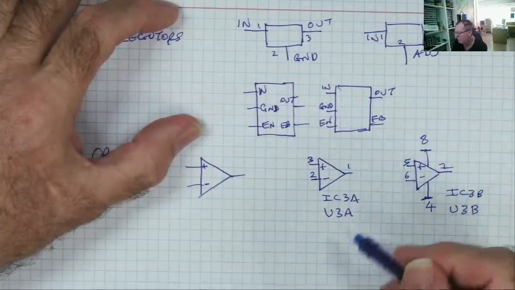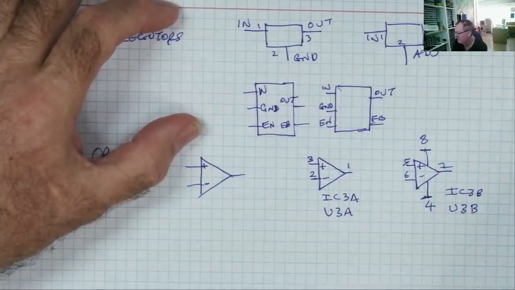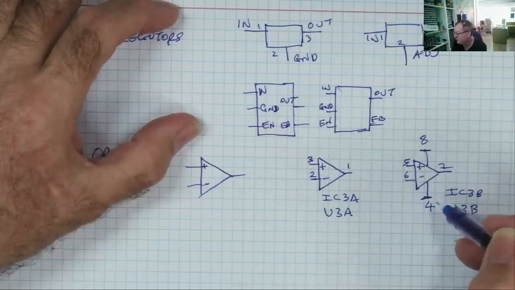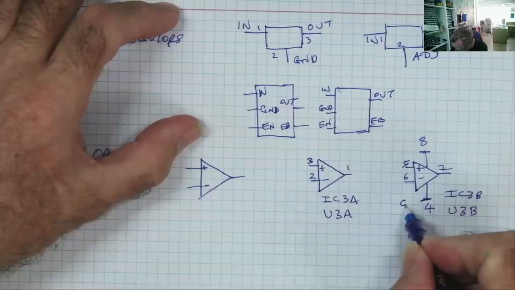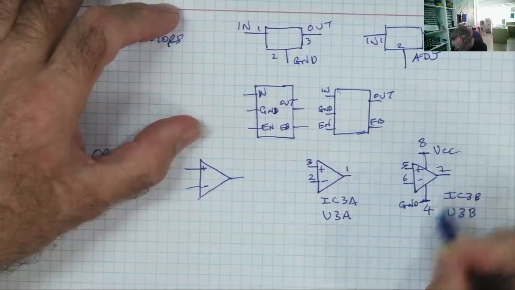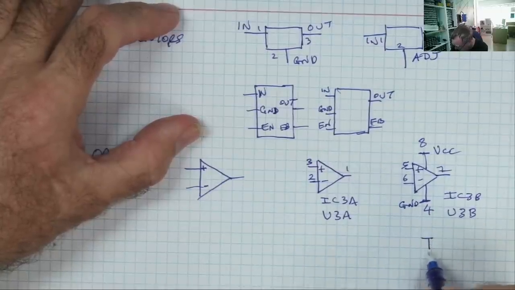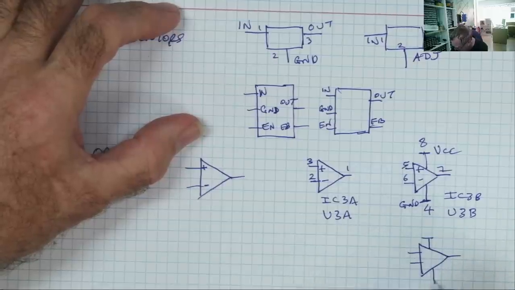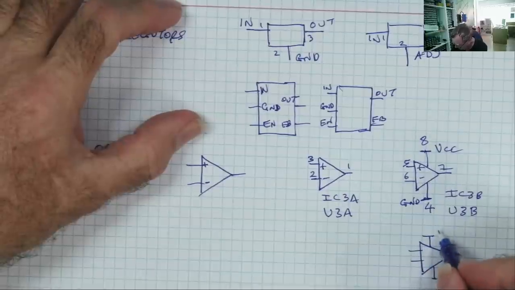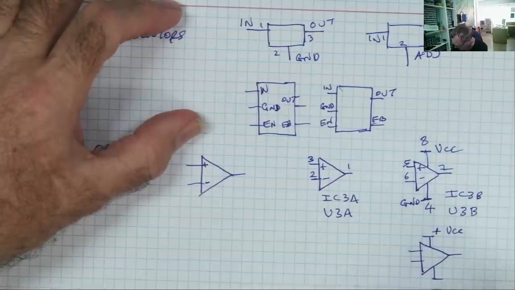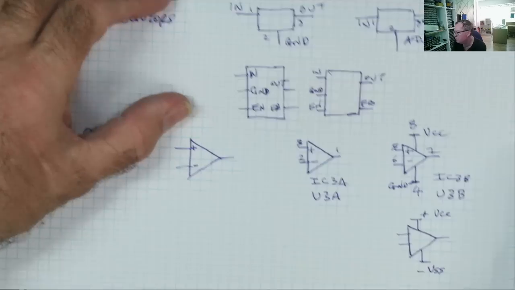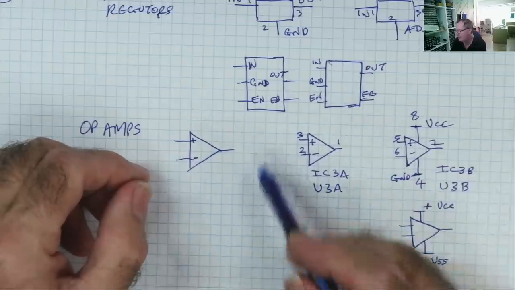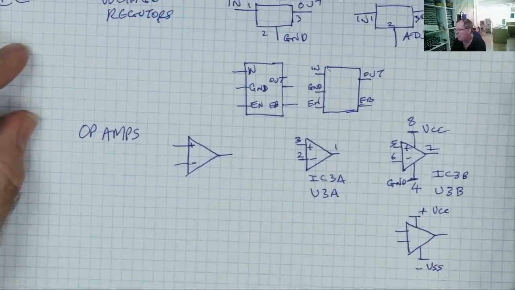Obviously, with a quad one, you would find U3A, B, C, and D. Usually one of the four symbols that make up the quad op amp will show the voltage rails, which is what these are. This one is ground, and this one is VCC, or for that matter, depending on the circuit, plus or VCC and minus or VSS, sometimes called. So you'll usually find that on one of the symbols, but not on all of them in a multi-op amp package. So that's op amps.